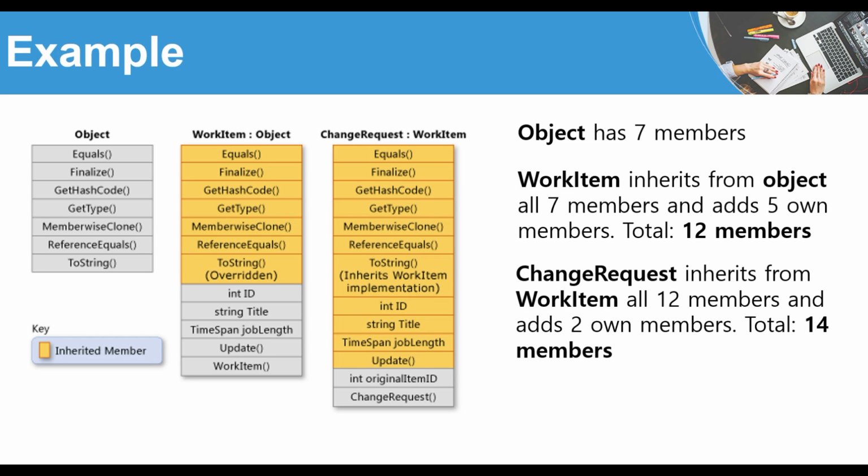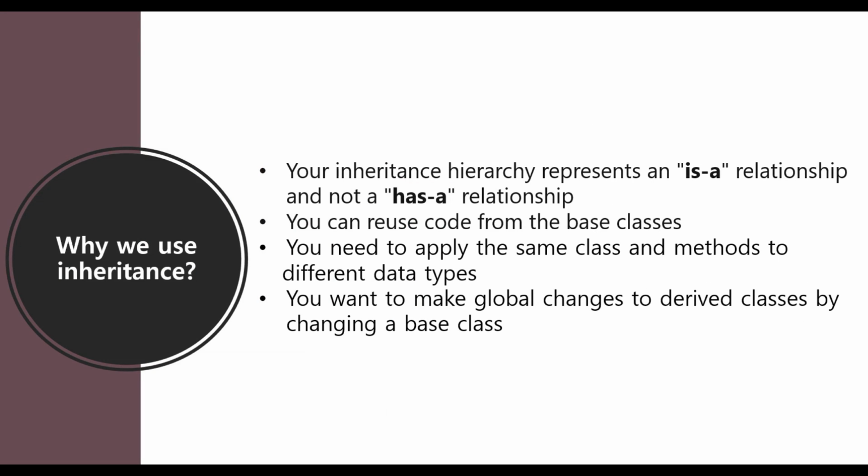So this means that at the end, change request will have a total of 14 members. So this is really how transitivity in inheritance works. Even if this change request class didn't inherit directly the class object, it still has access to all the members of object because it inherits work item, which also inherits object. So this change request class will have all the 12 members that the object and work item classes have combined.